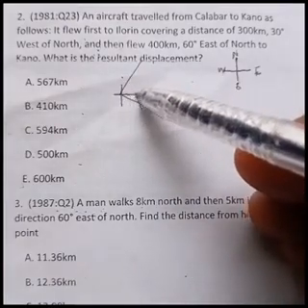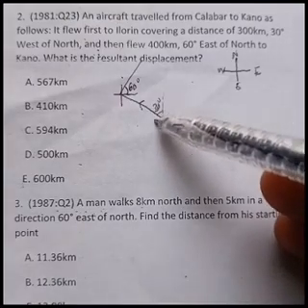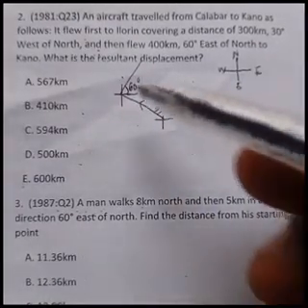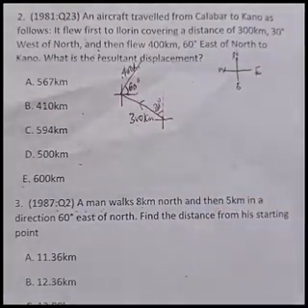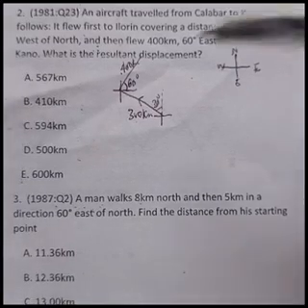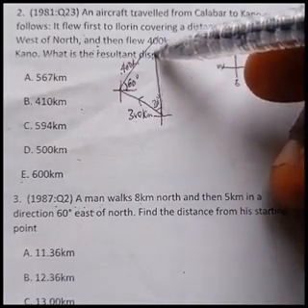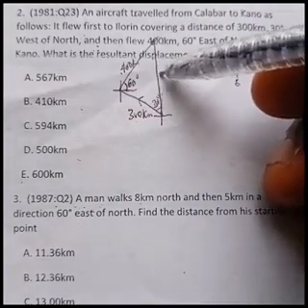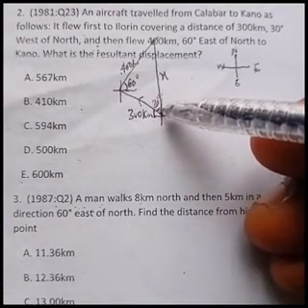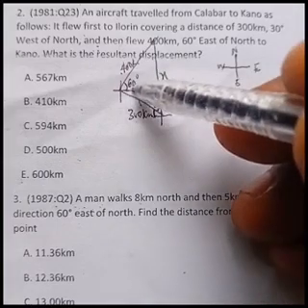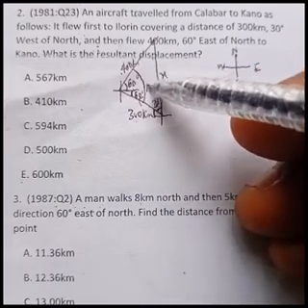This is north, this is east, 60 east of north. So this is 60 degrees. This first one here is 30 degrees, 300 kilometers. And this one is 400 kilometers. So the question is, what is the resultant displacement? It started from here and it ended up somewhere here. So we are looking for the displacement. Let's call this x. Now look at this. If this is 30 degrees, then this one will be 60, because total angle is 90 degrees. This also is 60, because they are alternate. So the whole of this angle is 120 degrees.